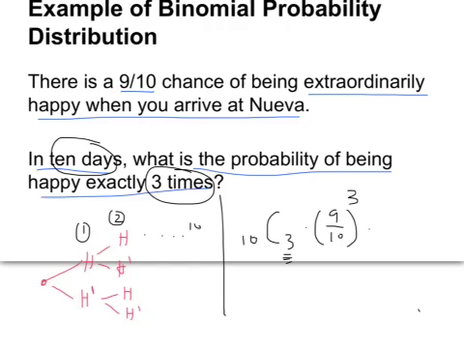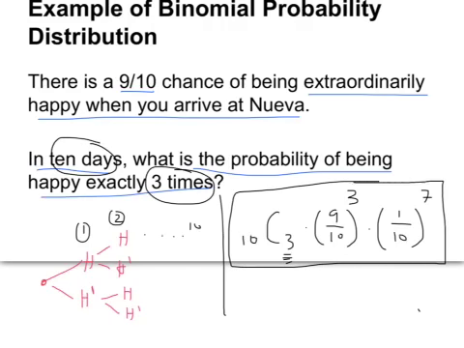And on the other 7 days, I'm not going to be extraordinarily happy. So that's going to be 1/10 to the, how many times am I not extraordinarily happy? Well, 7. So this, and it's unsimplified, but this is the probability of being happy exactly 3 times.